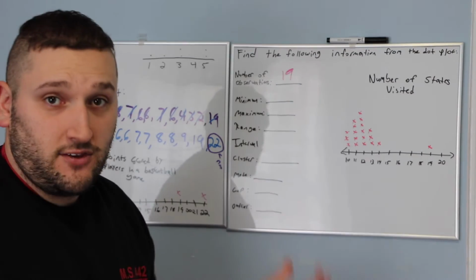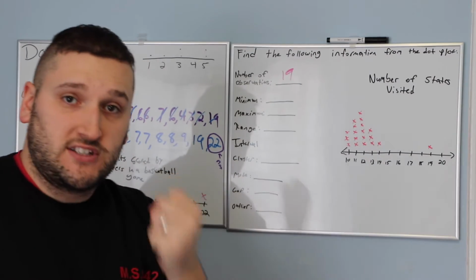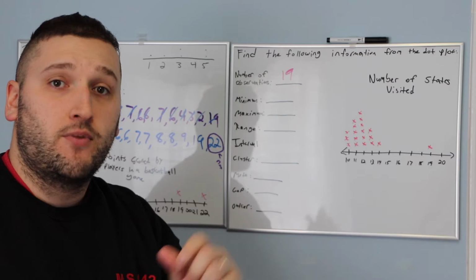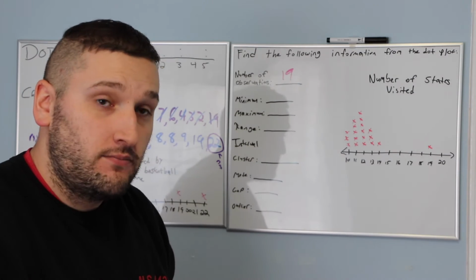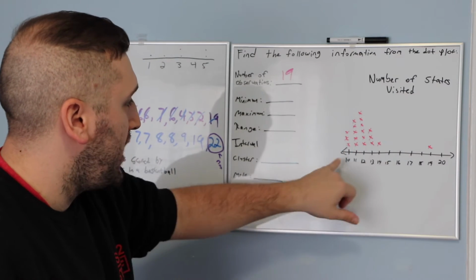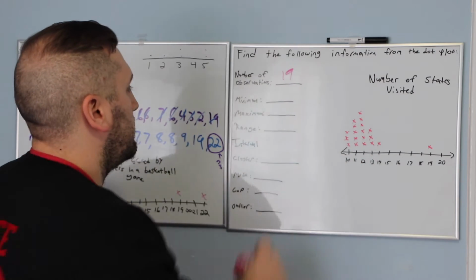Your minimum, we talked about that a little bit earlier. Your minimum is your smallest value. What is the smallest number where you have data? So looking here, where's the smallest number I have an x? Well, that would be 10.